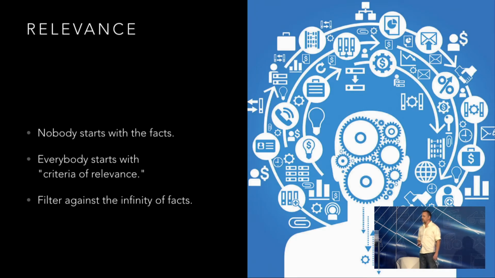It turns out that we do not ever start with the facts. There are too many facts in the world to start with. We have no way of figuring out which facts to include in our decision-making process. So as it turns out, nobody starts with the facts. Everybody starts with criteria of relevance. These criteria act as a filter against the infinity of facts in the world so that we can figure out which facts are relevant to the problem at hand.